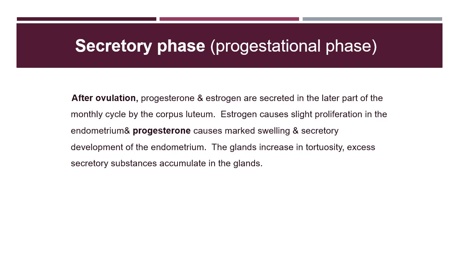So after ovulation, the secretion of progesterone and estrogen is going to increase as part of the luteal phase of the ovarian cycle. Estrogen causes slight proliferation in the endometrium at this point. However, progesterone will cause a marked increase in swelling and secretions from the endometrium. The glands will be more tortuous, and there will be an increase in the secretory substances that accumulate in these glands. That's why we call this phase the secretory phase and the progestational phase.